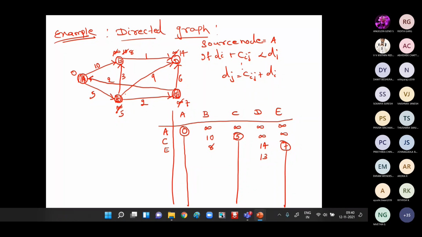E to B is not directly connected. So what do we have to do? We have to carry the previous value only, 8. Now among 8 and 13, which one is minimum? 8 is minimum and that belongs to node B. So with respect to node B, now we have to find out what nodes B is connected to. A value is 8, guys.